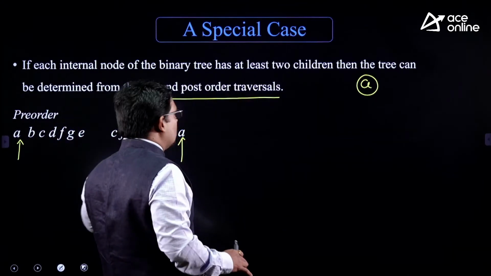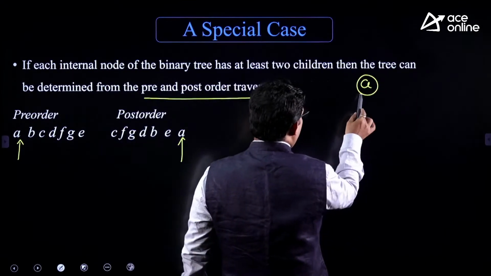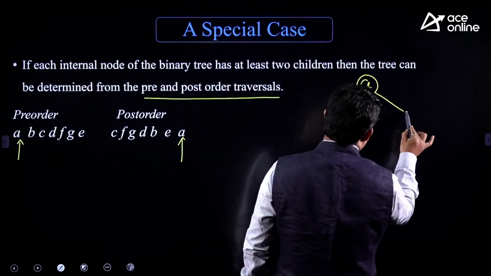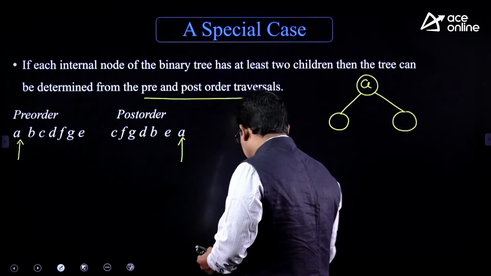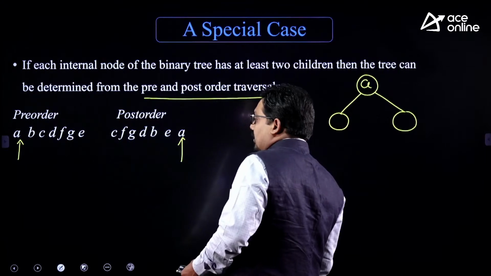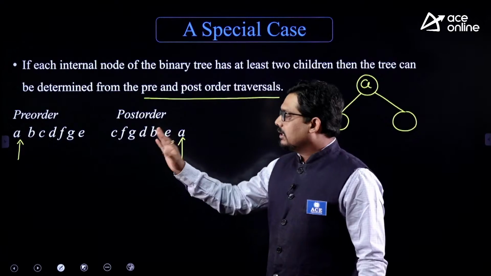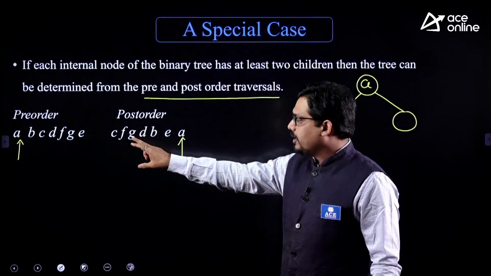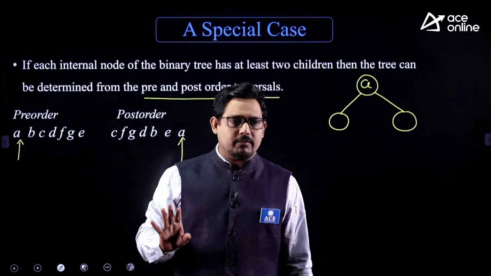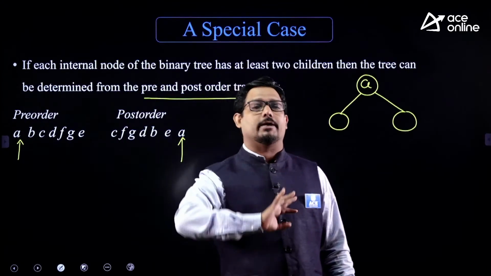So here A is the root of the tree, and it has either no children or 2 children. Because it's an internal node, there will be either no children or 2 children. But now I can see that the root here has both left and right children. Only one child, that situation will not occur, let me stress this, for a two-array tree.